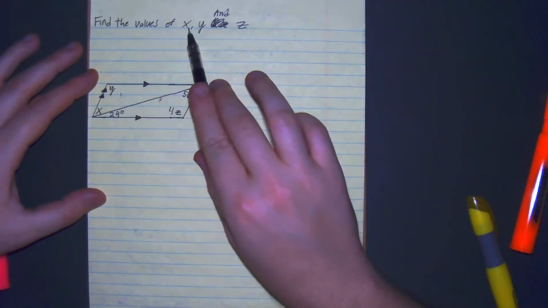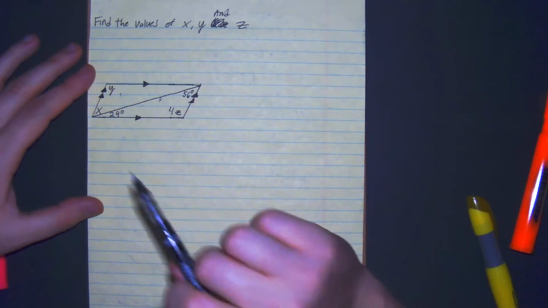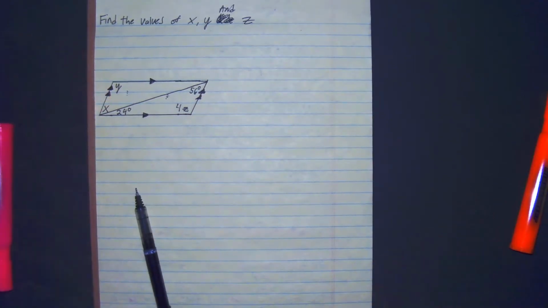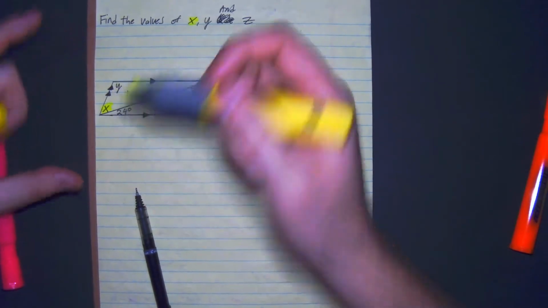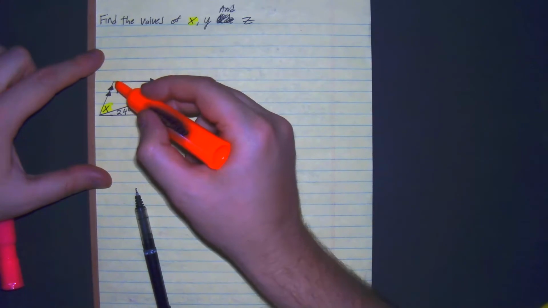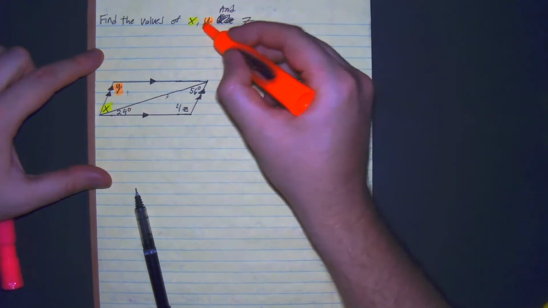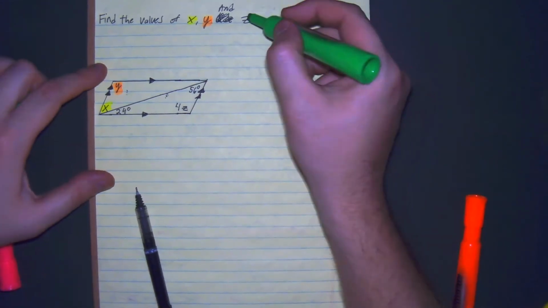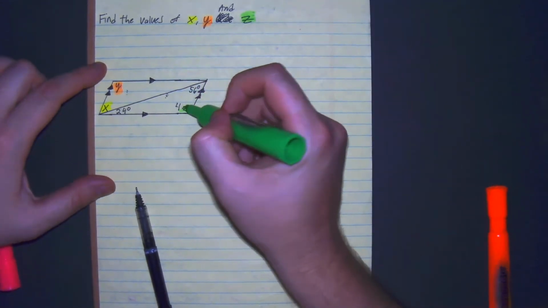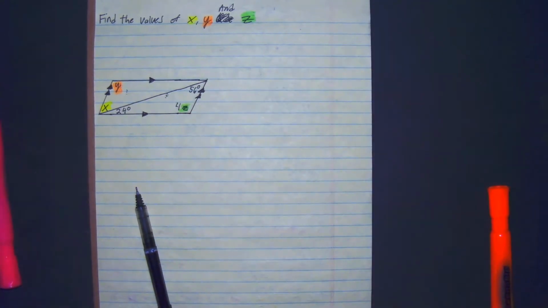Find the values of x, y, and z. So the goal of this problem right here is to find the value of x, find the value of y, and lastly, find the value of z. If you do know your shapes a little bit, you can tell right away we have a parallelogram.